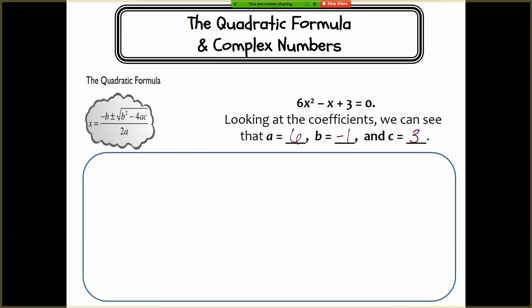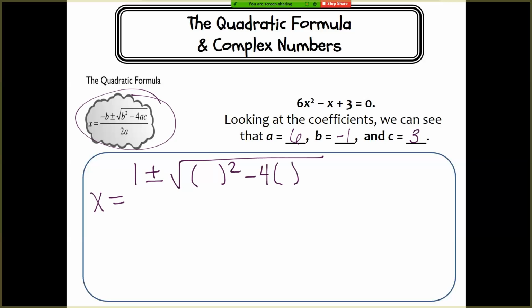And then I'm jumping back into my quadratic formula. It's up here for us if we forget. So I first off need the opposite of b. So negative b means I need a positive 1 plus or minus the square root of b squared, so I'm going to take negative 1 squared minus 4 times a, which is 6, times c, which is 3, all divided by 2 times a, which is 6.